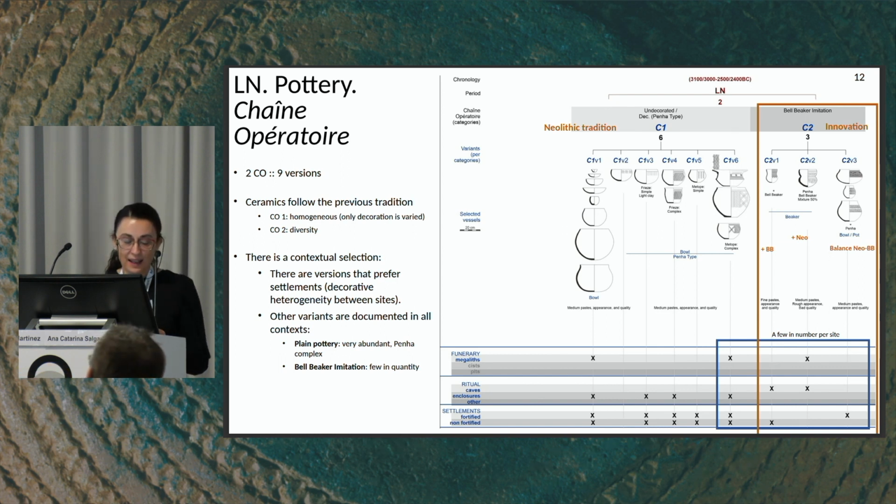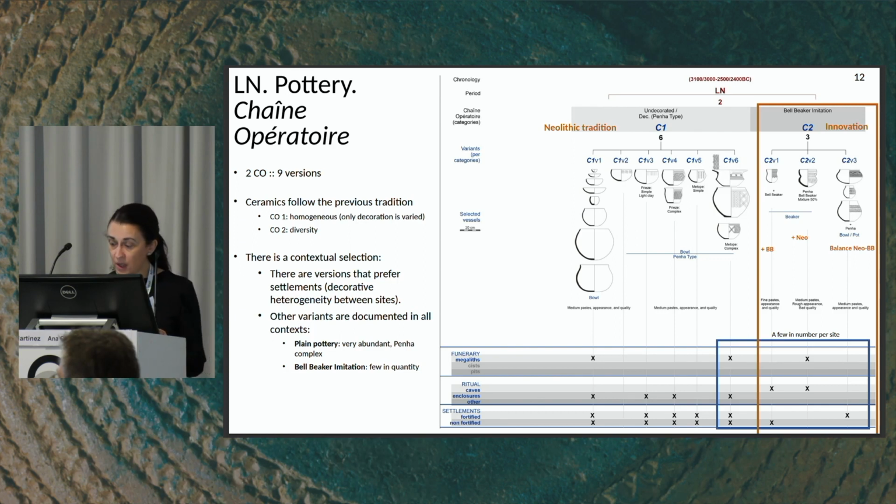If we look at ceramics from a chaîne opératoire approach, we can observe two important aspects. The first one allows us to affirm that it continues with the previous Neolithic tradition, with the same chaîne opératoire for all the vessels, in which the decoration is a novelty that does not affect the production process in general. It seems that ceramics with more complex decoration are selected for some burials.